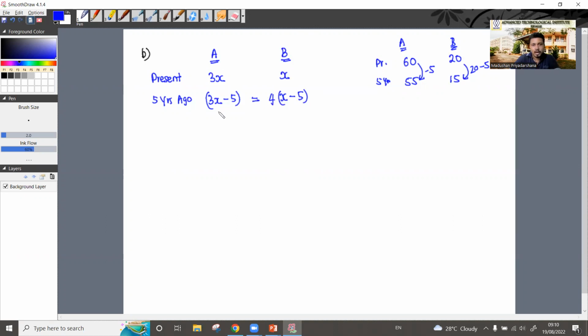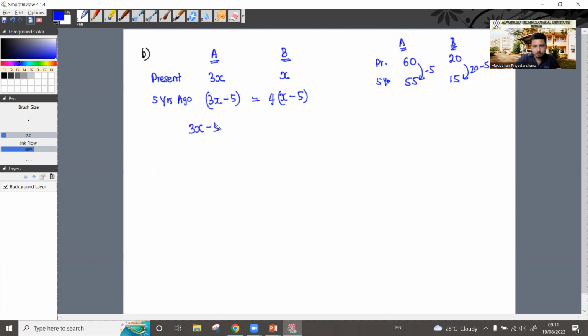Right? 5 years ago, A's age is 4 times B's age. So here x minus 5 is B's age 5 years ago, and 3x minus 5 is A's age 5 years ago. Then if we multiply B's age by 4, it must equal whom? A's age 5 years ago. So this is the equation that we can derive based on the given information. Right. So let's solve this one.